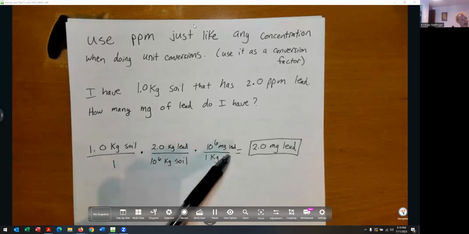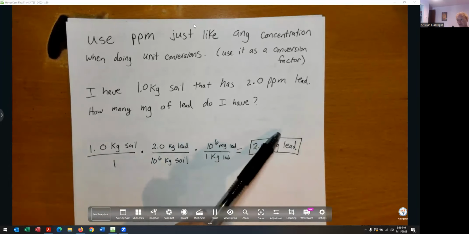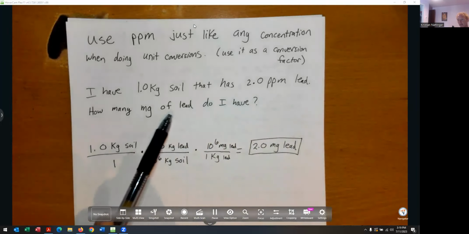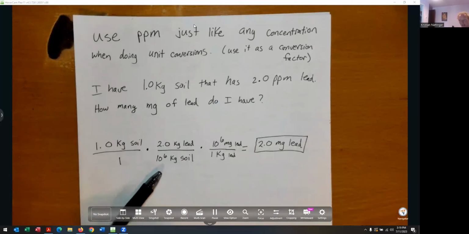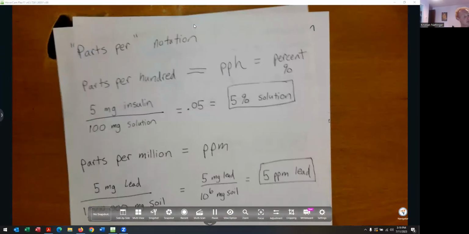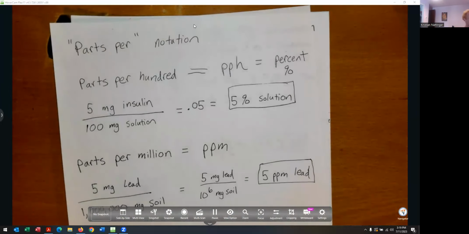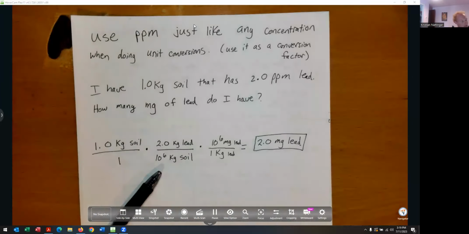And you're going to multiply it by conversion factors to change the units till you have the units you want, which is milligrams of lead. And so I'm going to multiply it first by my 2 parts per million conversion factor. That is 2 kilograms of lead in 10 to the 6th kilograms of soil. You'll notice that I kind of just kept the unit of measurement the same, right? So before I was using milligrams as an example, but because they used kilograms here, why not just keep it as kilograms? Keeps it simple, right?